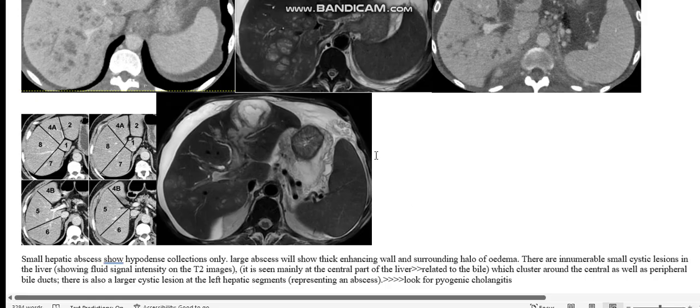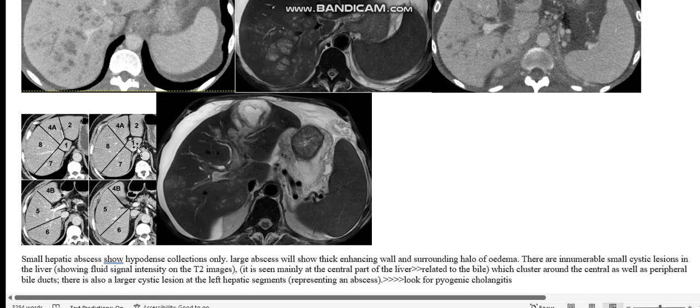So here, this is the example of a large hepatic abscess in the left hepatic segments. How to know the hepatic segment? I will tell you a secret.